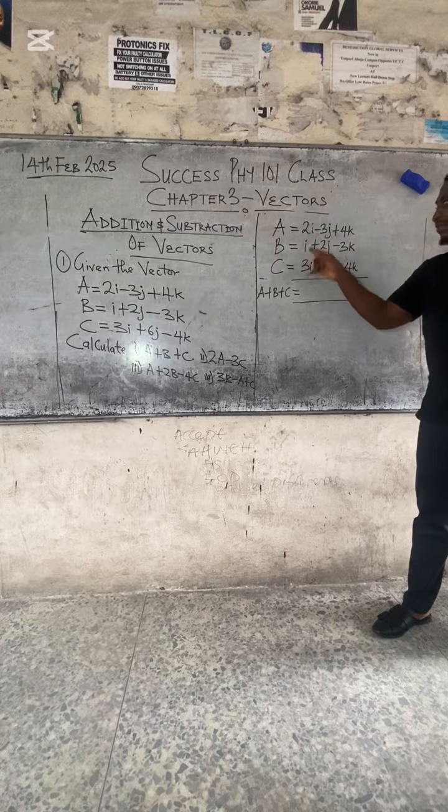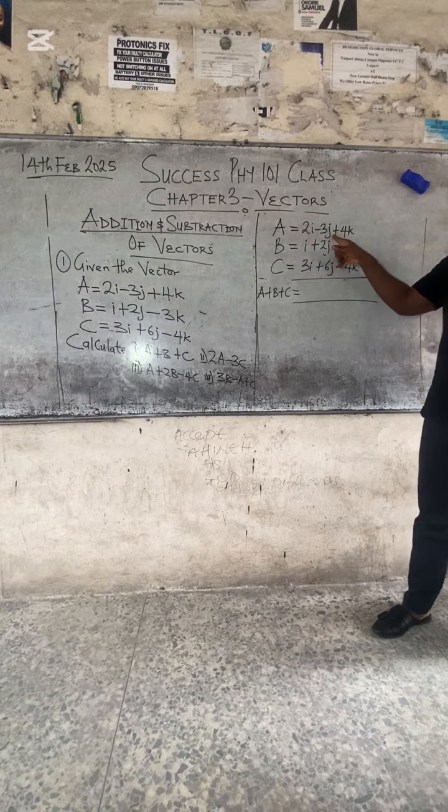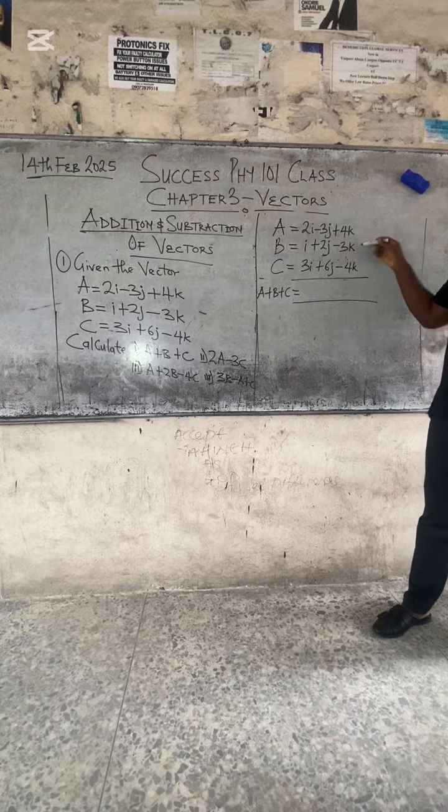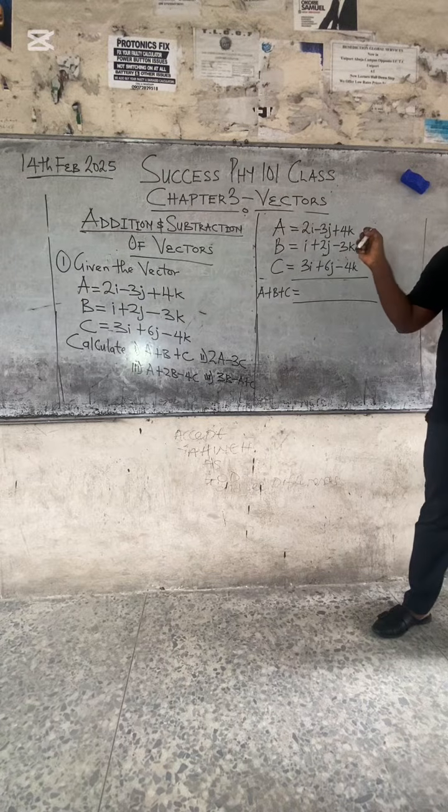So I from A should add up I from B, should add up I from C. J from A should add up J from B, should add up J from C. K from A should add up K from B, should add up K from C.